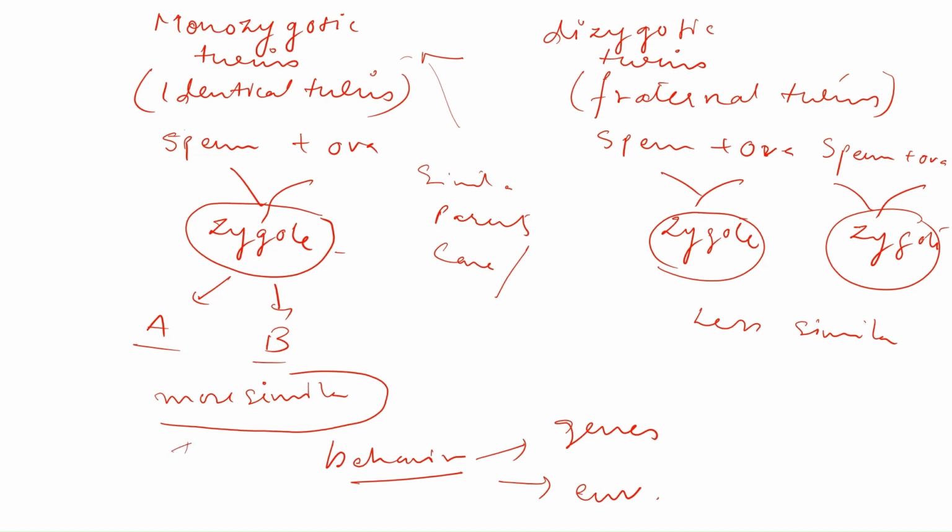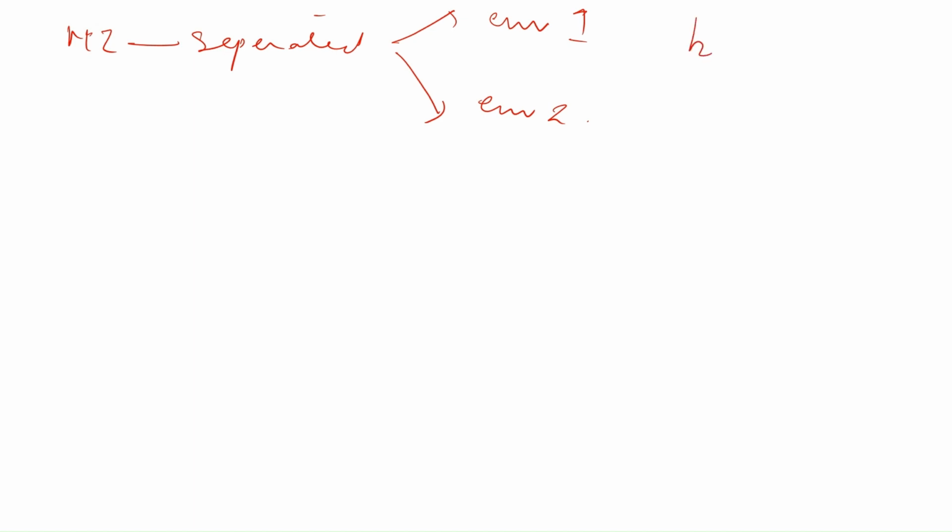Now, how to prove it? What we have to do is separate monozygotic twins right after their birth into separate environments. That means they should be raised in different families to get different family experiences. And after that, the behaviors that still remain the same are genetic dependent, whereas the behaviors that differ are due to environmental effect.